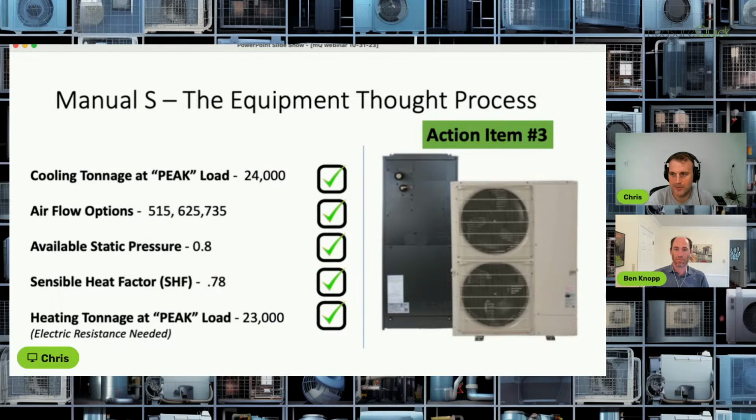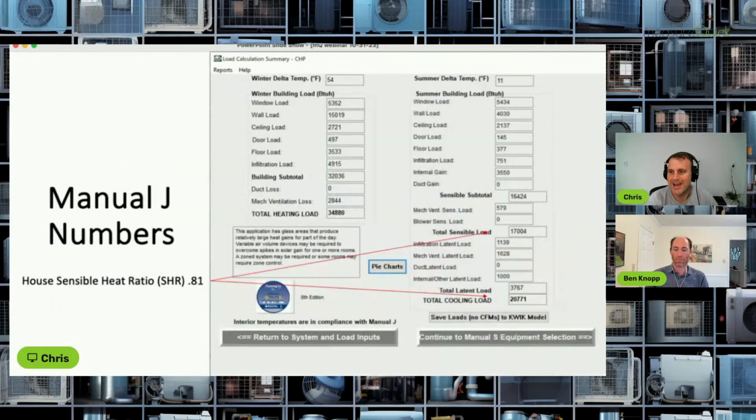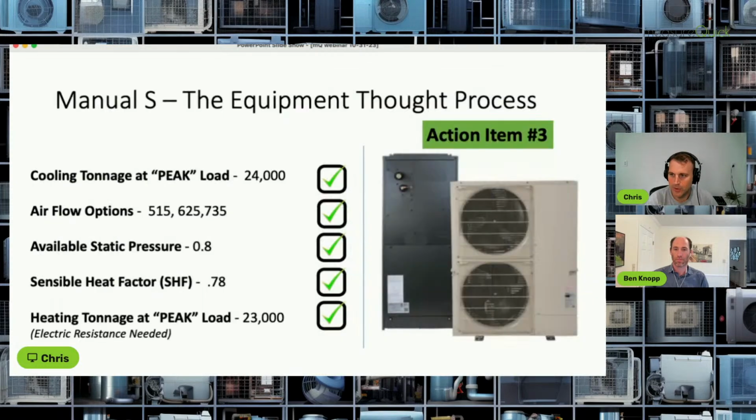That means we can remove more moisture than the home is producing with moisture at peak load, because the house is at 0.81 and the coil is at 0.78, right? You always want the coil to come in lower than the house. That lets you know you can remove more moisture than the house is producing. That's a big factor. Now, you'll notice heating tonnage on this equipment I have labeled as 23,000. So we don't meet the heating load with the equipment at design. So we have electric resistance that got added.